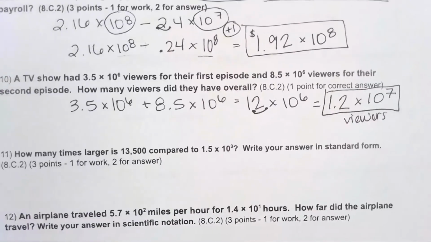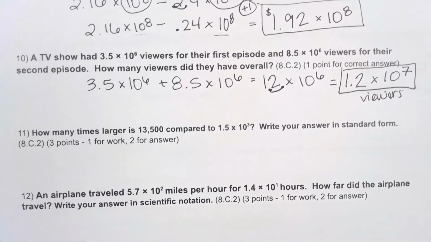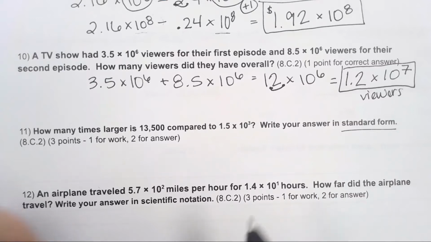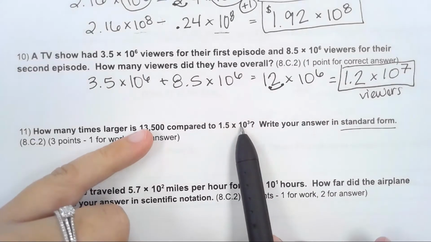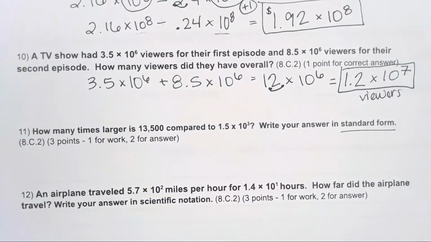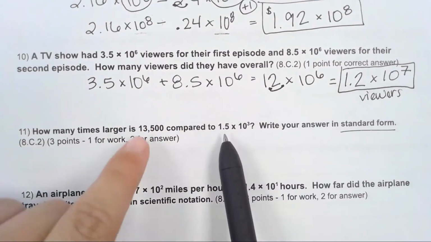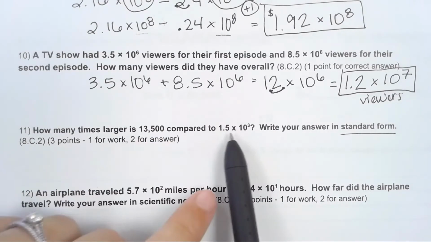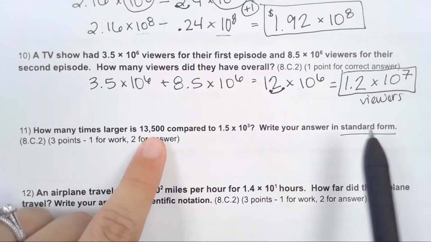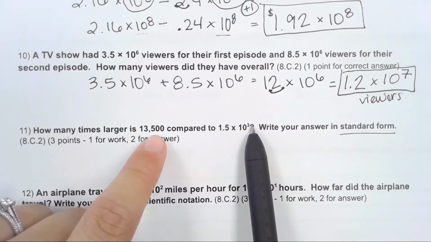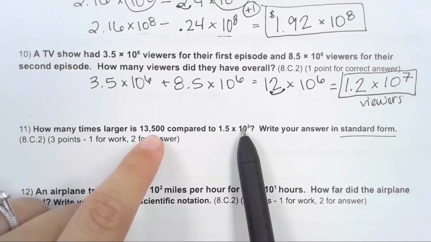All right, moving on. Number 11, how many times larger is 13,500 compared to 1.5 times 10 to the 3rd? Write your answer in standard form. So as soon as you guys see that I have a number in standard form and I have a number in scientific notation, I need to get both of these numbers to be both in standard form, or I need them to get into scientific notation form. So since they want my answer in standard form, I am going to make sure that both of these numbers are in standard form before I do anything else.